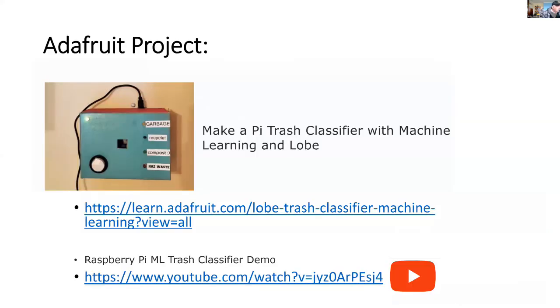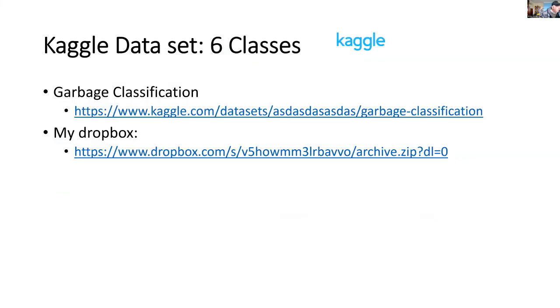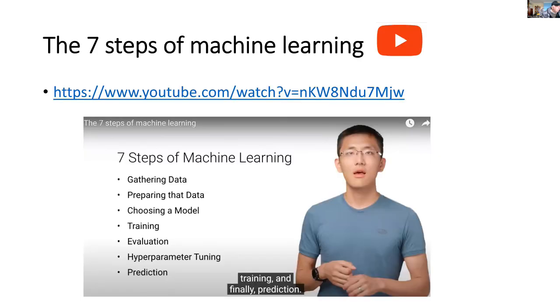So here are the references for the Adafruit project, for the Kaggle dataset, and for the tutorial on the 7 steps of machine learning. And we didn't do all of these. We only did the first 4. We went up as far as training, and we did some evaluation and testing, but we actually didn't do the final 2 steps.